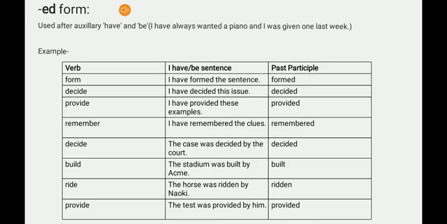Now coming to the third form of verb, this is a bit of a tricky one, but if you understand it, it's very easy. So this is the ed form. Now ed, as I told you, is added at the end of the verb for the past. Like decide, we say decided. For provide, we say provided. For form, we say formed. So with the ed form, we use an auxiliary verb.